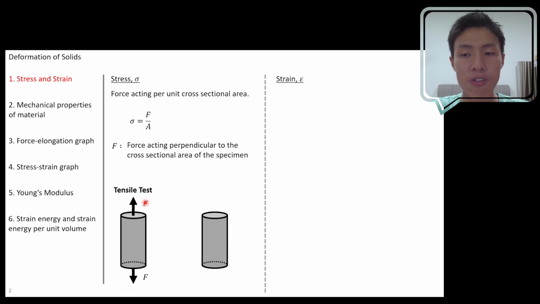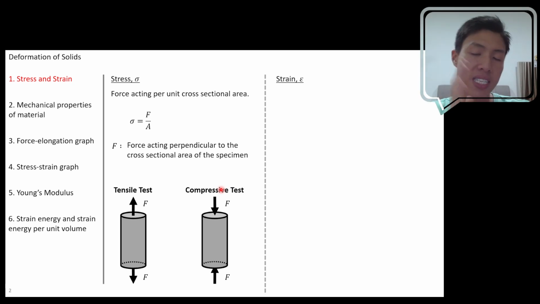Another way of applying a force is to press on the object from both ends. You have a specimen, you press it on both ends with a force of F. In this case, it's the opposite of a tensile test. We call this a compressive test, because what we are doing here is compressing the specimen. So these are two ways to apply a force perpendicular to the cross-sectional area of the specimen.